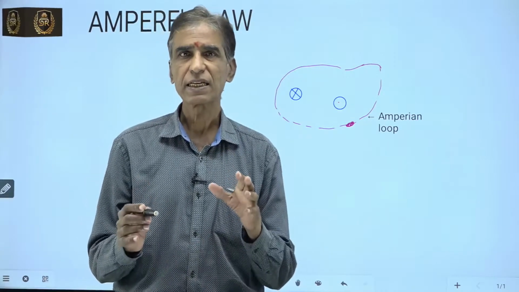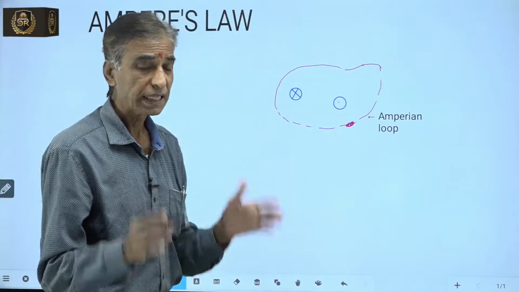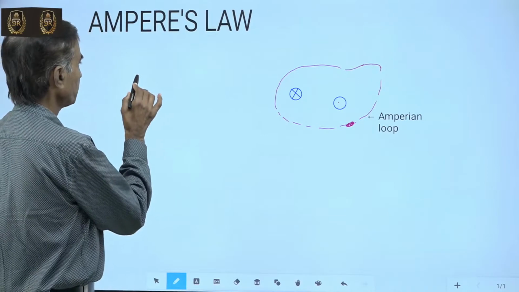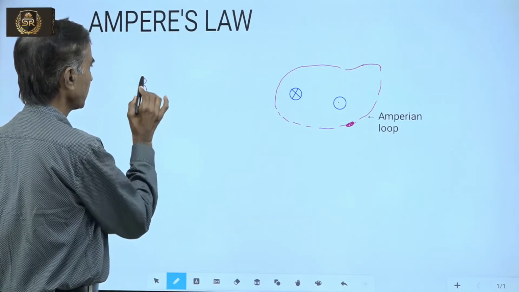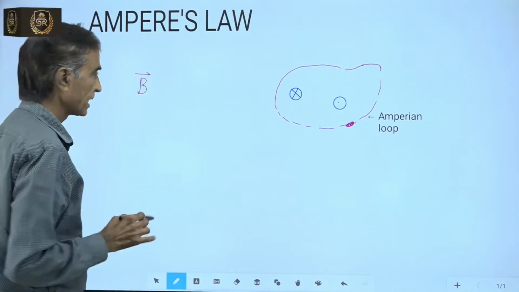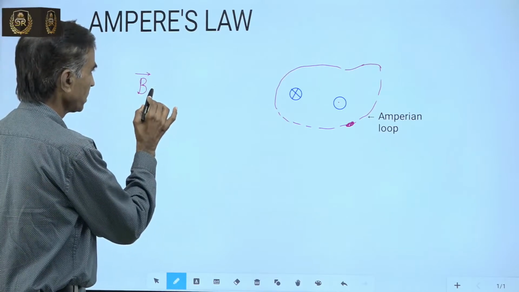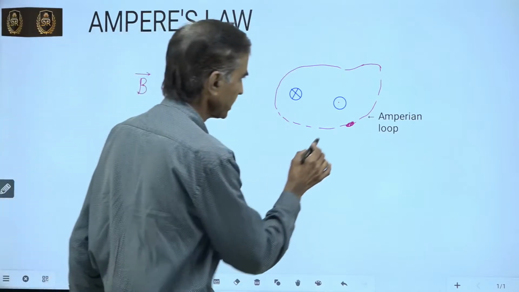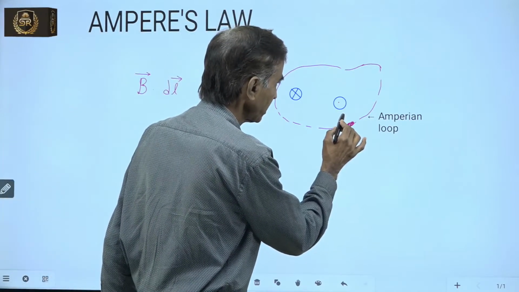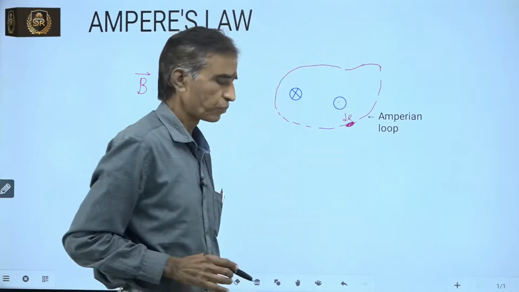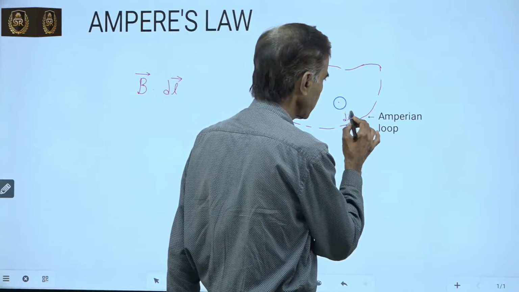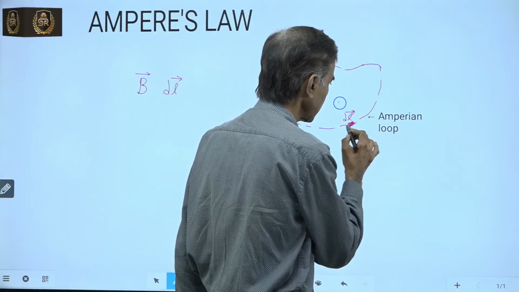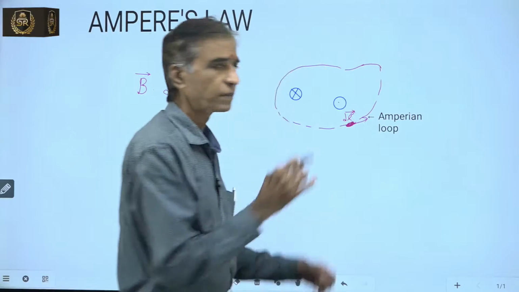And that line integral is B dot dl. B vector we know, no? Magnetic induction is a vector. Dot dl. This element is of length dl. And we already know the direction of this length element. The direction of this length element is the tangent drawn at this point.